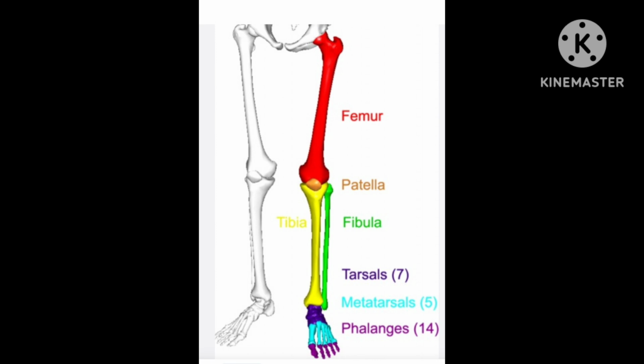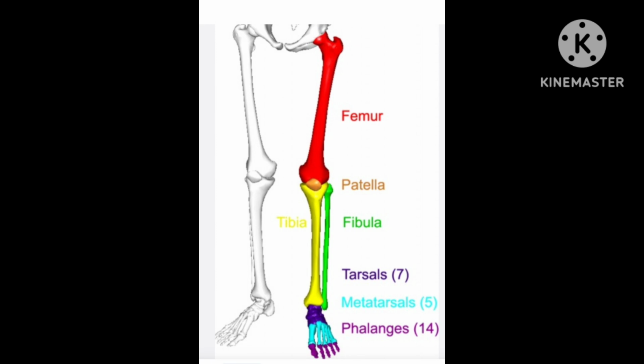Now let us move to the lower extremity, where in the thigh region we have the longest and strongest bone in our body, which is called the femur. And the head of the femur makes up the hip joint. Joining with the acetabulum, it creates the hip joint, and as I told you before, it is a ball and socket joint.